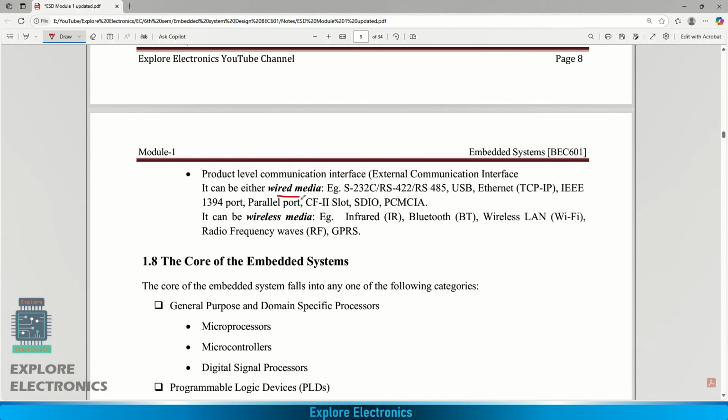Then there will be a wired media or wireless media as well. These are the things which will support wired connections. You can see USB, Ethernet and all, when we connect devices to USB or to an Ethernet port. Wireless, in the sense Bluetooth or wireless LAN or infrared or GPRS, we will be using.